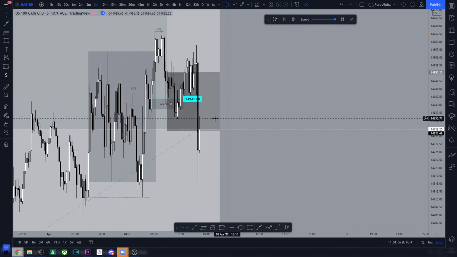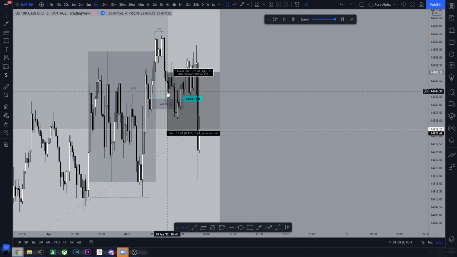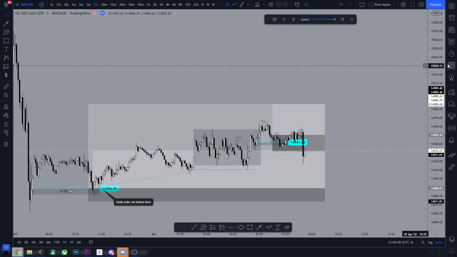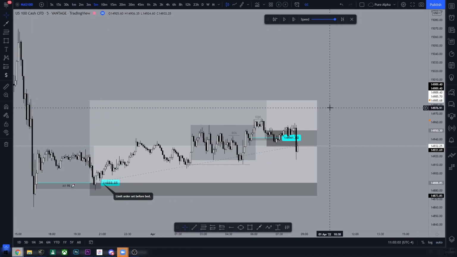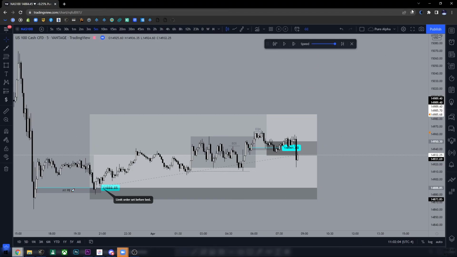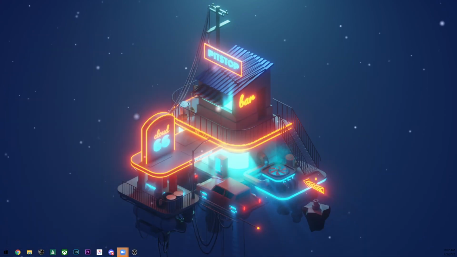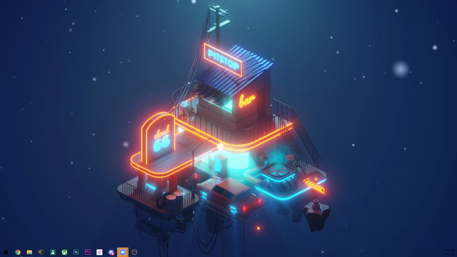Hope it made sense. The scaling was just an order block that formed, went in, and then price went up, and yeah, I believe that's it. And I hope all this makes sense.